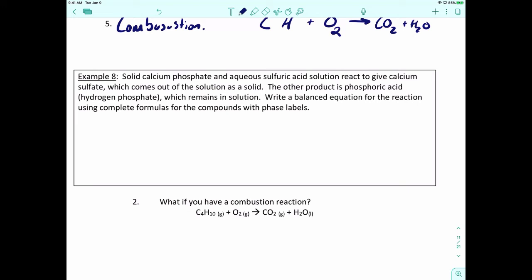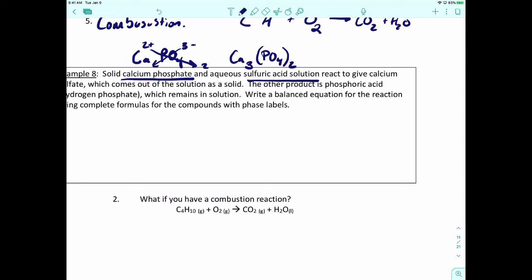All right, so in order to tackle this, what we need to do is write the chemical formulas for each of these compounds. So for the first one, calcium phosphate, the cation is going to be calcium, and the polyatomic ion for phosphate is PO4, 3-. So when it comes together, if you crisscross the charges, you should get Ca3(PO4)2. And so that would be your first compound. For sulfuric acid, it is H2SO4.